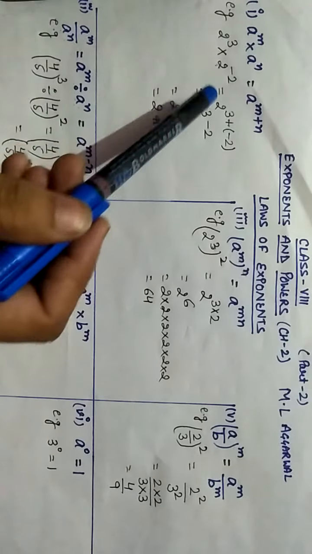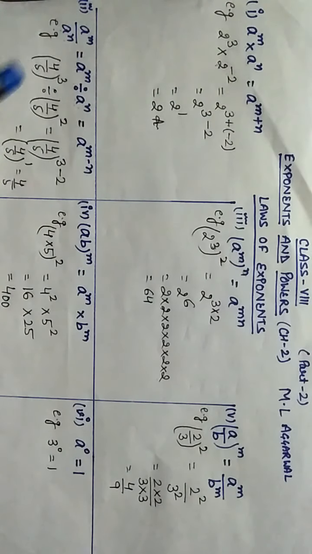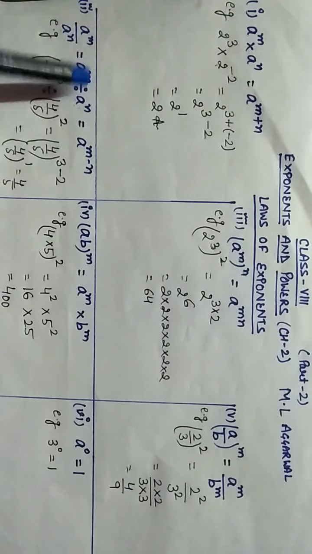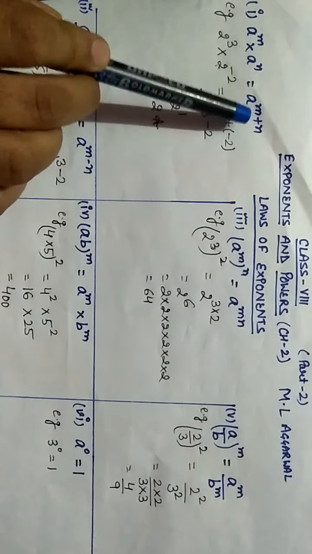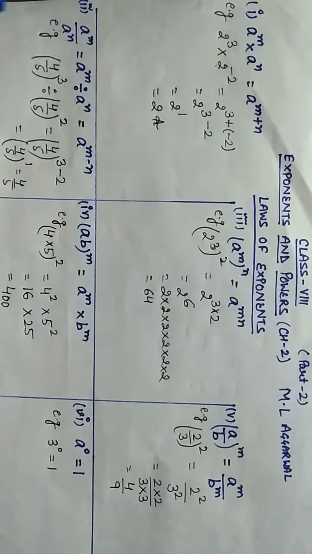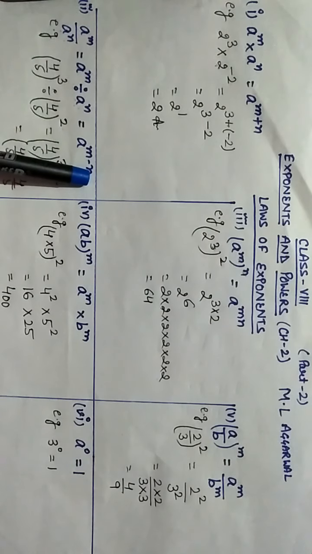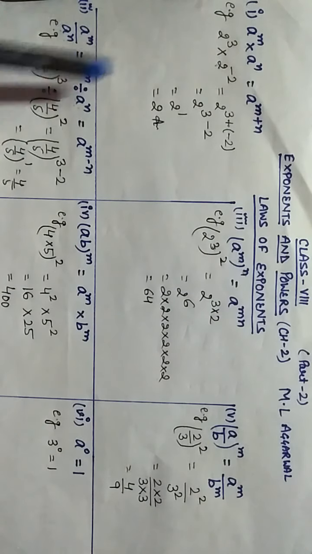Okay, there is a small difference between these two laws, only in the sign. If you are going to multiply, the exponents will be added, and if you are going to divide, then the exponents will be subtracted. Remember this, the base should be the same.